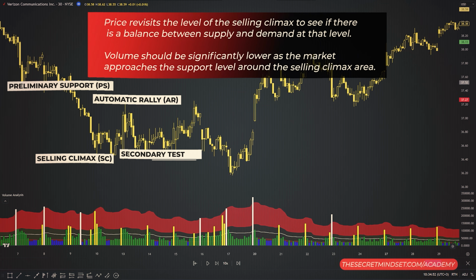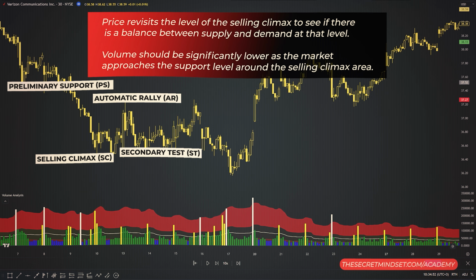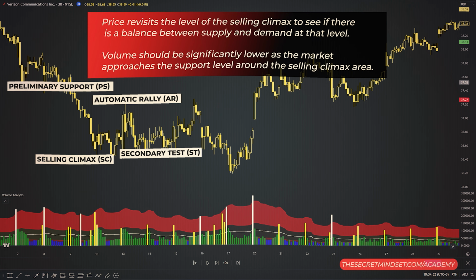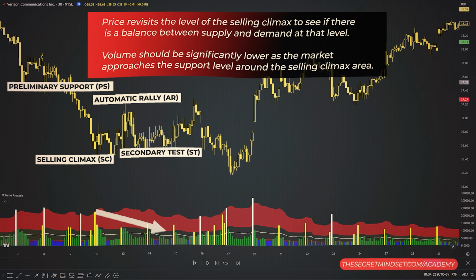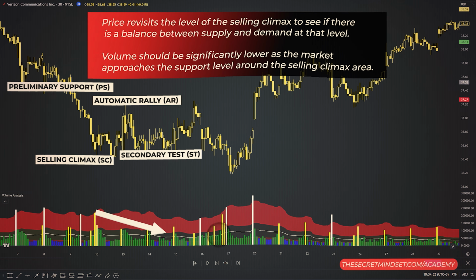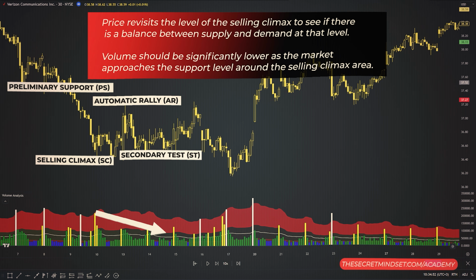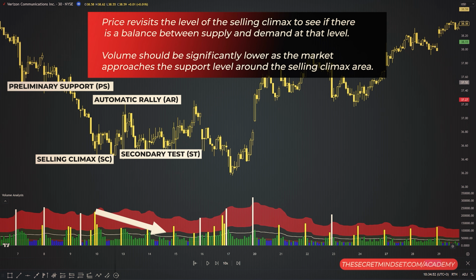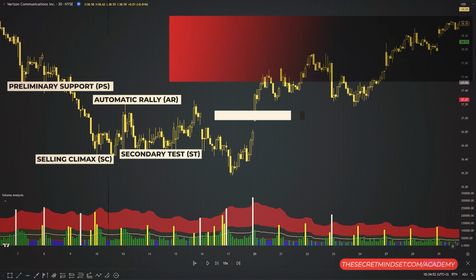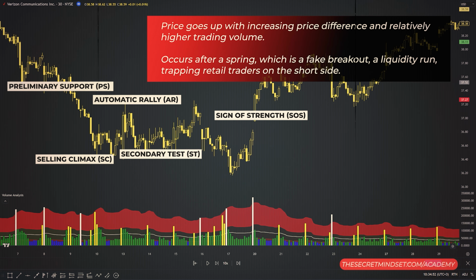Next is the secondary test. The price revisits the level of the selling climax to see if there is a balance between supply and demand at that level. For a bottom to be confirmed, the volume should be significantly lower as the market approaches the support level around the selling climax area. And it's common to have multiple secondary tests after a selling climax. And then we have the sign of strength. This happens when the price goes up with increasing price difference and relatively higher trading volume.